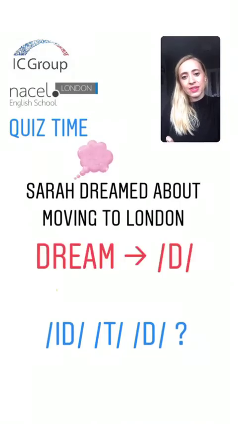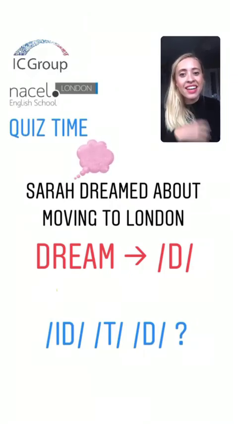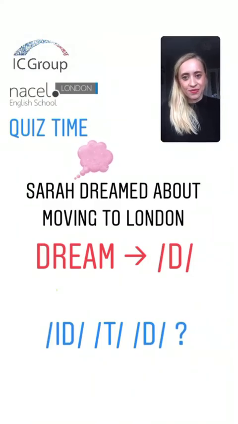Okay, so the first one then, the word was dream. Dream. Okay, it's a vibration, so it becomes dreamed. Okay, Sarah dreamed, if you overpronounce dreamed, about moving to London. Okay, this is a voiced sound, so it's the d.